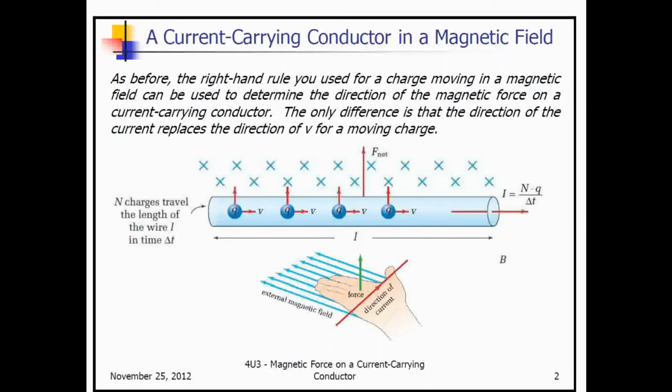Now, the right-hand rule for a current carrying conductor is important to remember as well. When we talk about the right-hand rule for a current carrying conductor and we're talking about magnetic force, our thumb represents the current, our index finger represents the magnetic field, and our palm or our middle finger represents the force going upwards.